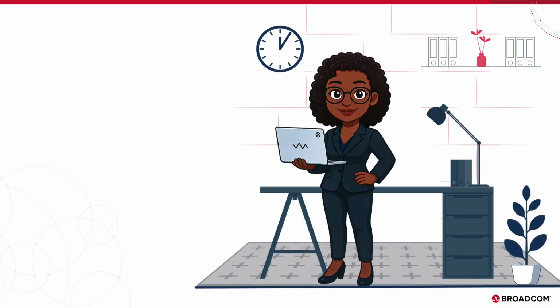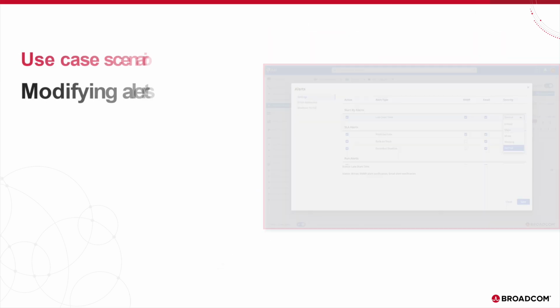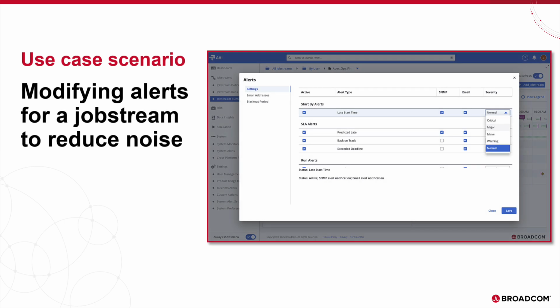Meet Andy. She's an IT operations supervisor at Apex 10, a fictitious global financial services firm. She's responsible for configuring job streams across the many schedulers she is responsible for. In this scenario, Andy needs to reconfigure the alert settings for the daily stock reconciliation job stream. Her operations team has been receiving a high volume of alert emails, many of which are non-critical. Andy wants to reduce the noise so her team can focus only on the alerts that truly matter.